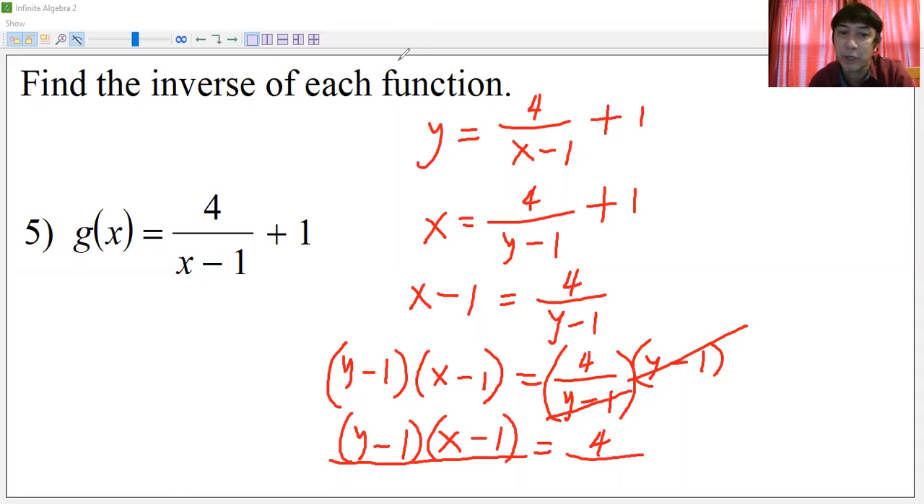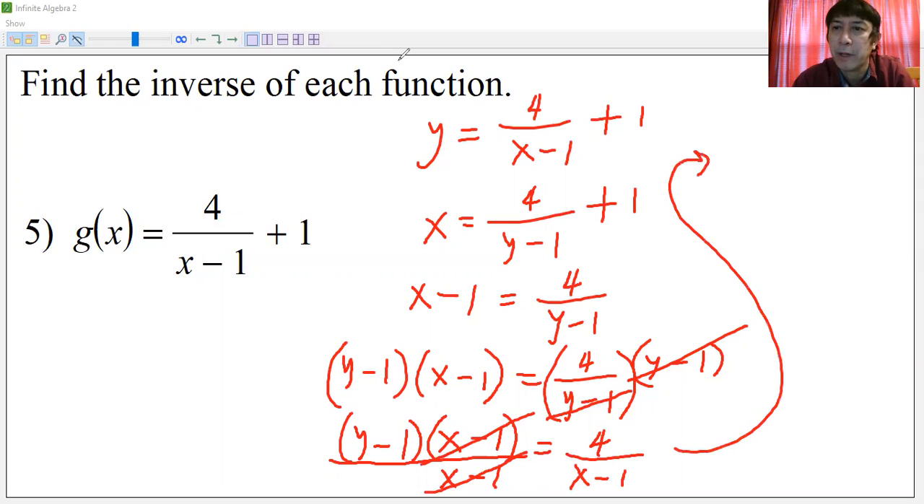Divided by x minus 1 and x minus 1, like that. And you will see this cancels out, and the left side is now just y minus 1, and then the right side is equal to 4 over x minus 1. Okay, so we're almost finished.